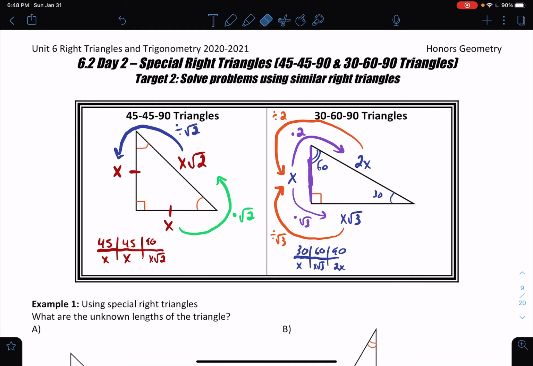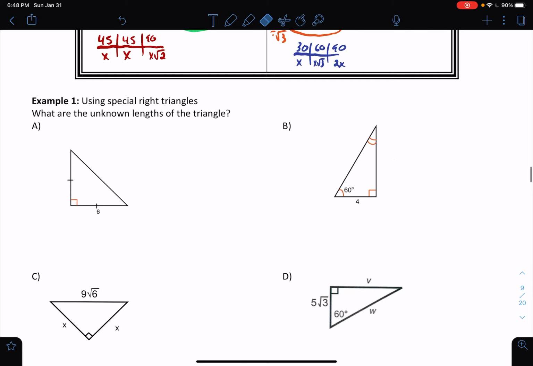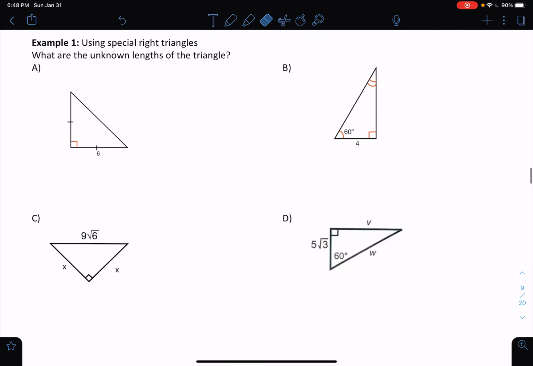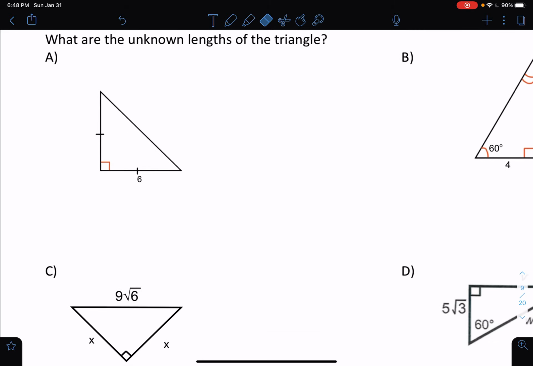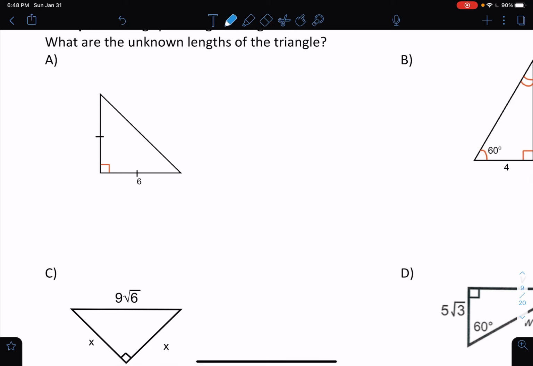Okay, so these two diagrams, the 45-45-90 with x, x, and x square roots of 2, and the 30-60-90 with x, x square roots of 3, and 2x, make sure you memorize those diagrams and understand how they work. Because we can use those facts in order to solve for unknown lengths, which we're going to do in example 1.